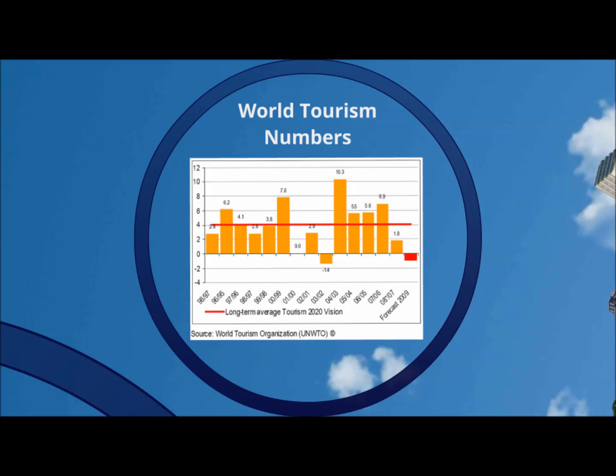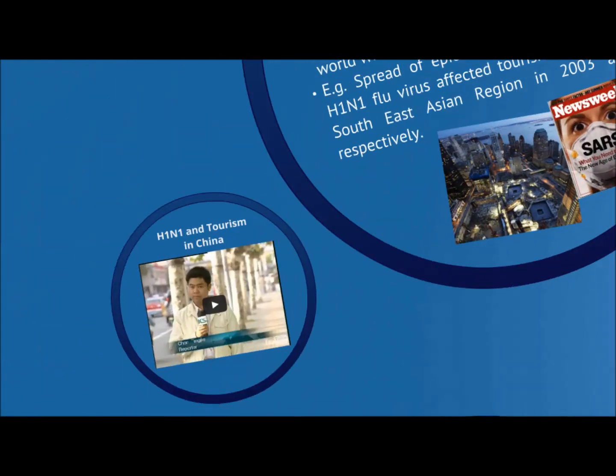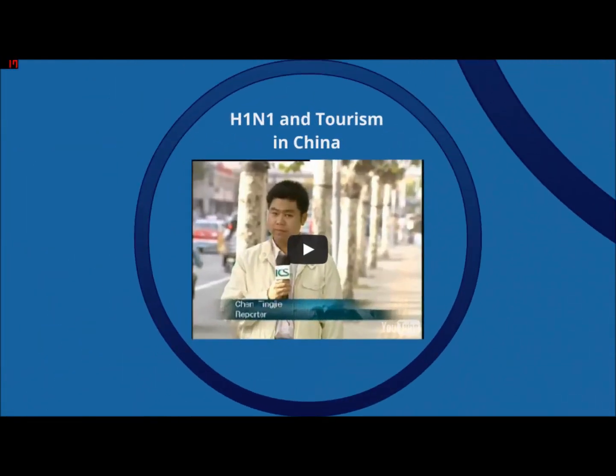However, please also note that as much as tourism is a very volatile industry, it can also recover quickly, as shown in the graph for the world's tourist arrival numbers from 97 to 09. And finally, here's a news report on how the H1N1 virus affected tourism adversely in China.